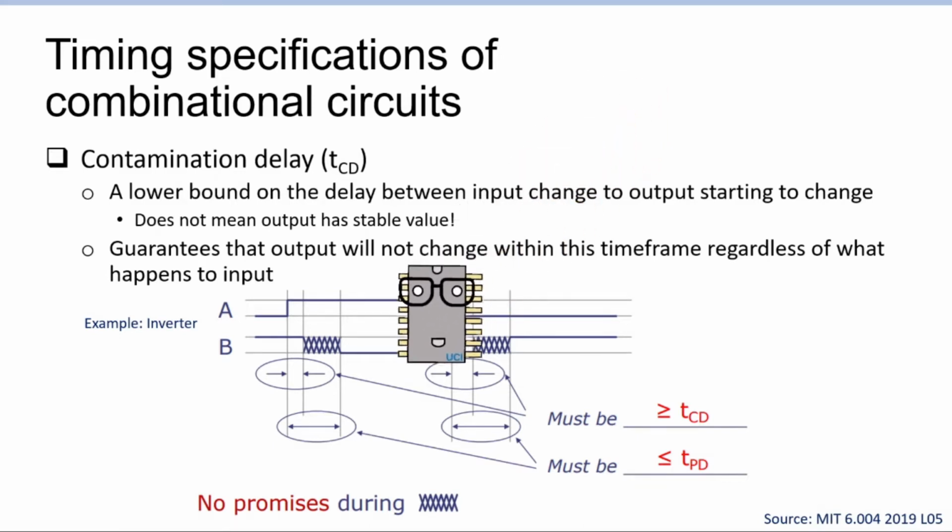So what this does is it guarantees that the output of this certain module will not change within this time frame, within the contamination delay, regardless of what happens to the input.